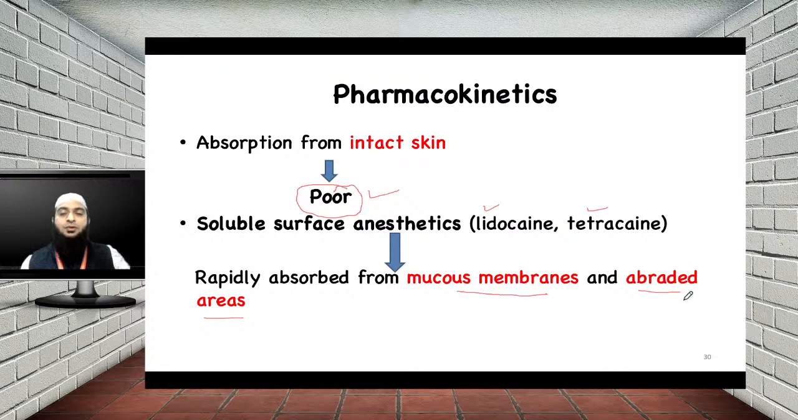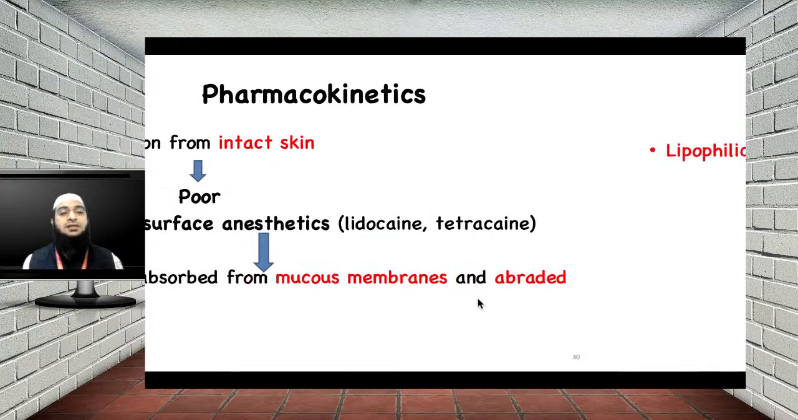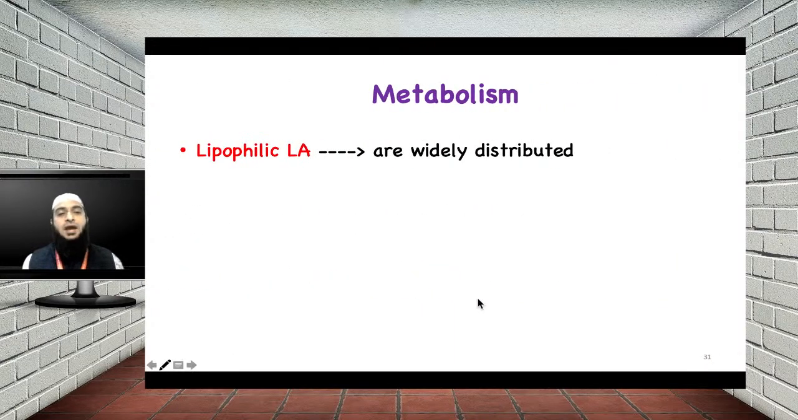Now since the superficial layer has been removed, and also the property of this anesthetic is that they are soluble in nature, so these are the soluble surface anesthetics. So these drugs can rapidly absorb from the mucous membrane and also from the abraded area, and might produce systemic side effects also. So this is in terms of absorption.